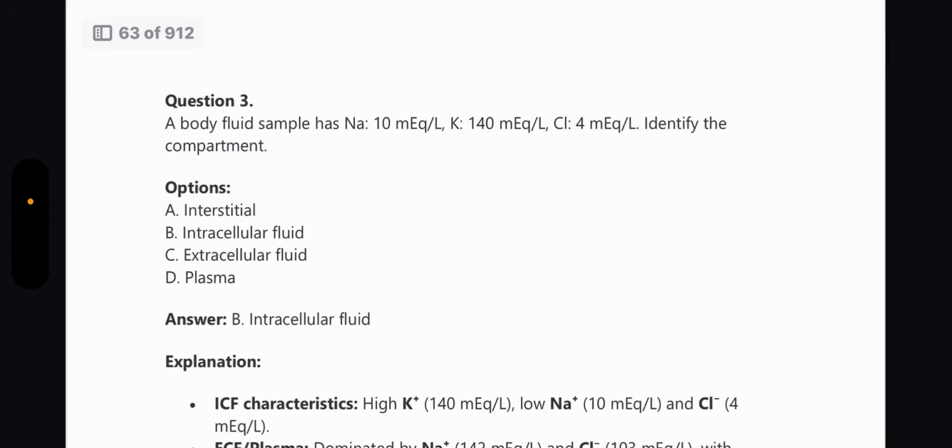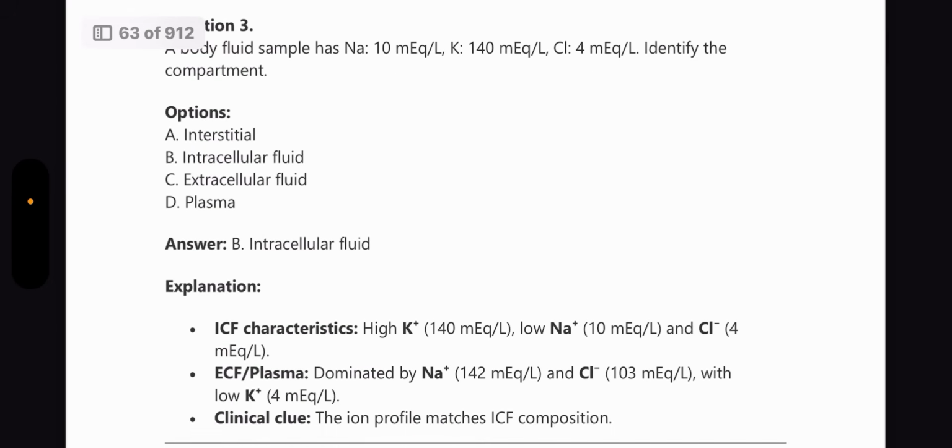Next question, a body fluid sample has sodium of 10, potassium of 140, chloride of 4. Identify the compartment. Answer is intracellular fluid, because intracellular fluid characteristics are high potassium, low sodium and chloride.